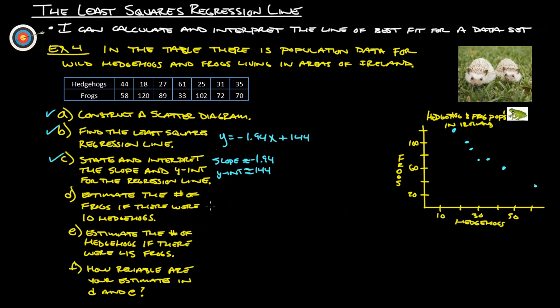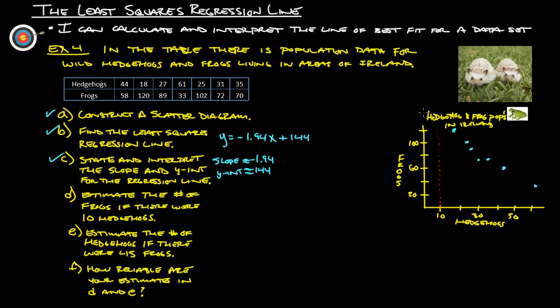Okay, estimate the number of frogs if there were 10 hedgehogs. So literally we're just going to take this right here, and then draw a nice little line. Maybe I'll do a different color since we did all of our data in blue. We'll do red here. Now it didn't say we should, it says find, but let's sketch our line on there just for fun. Okay, so this line right here, let's do that in purple.